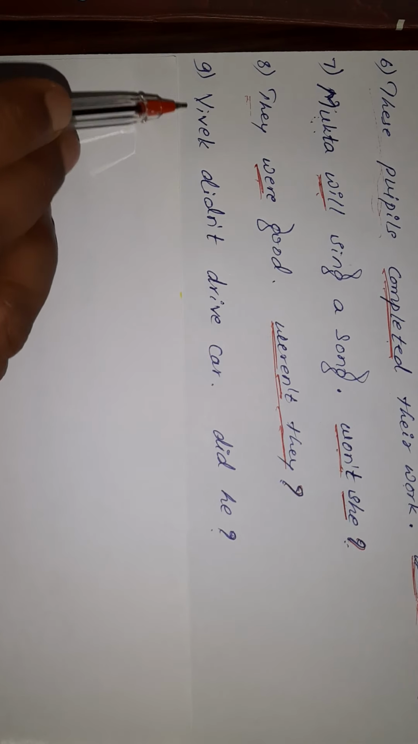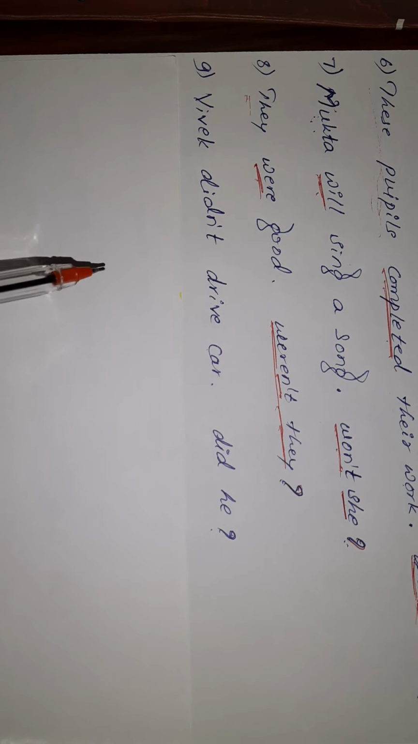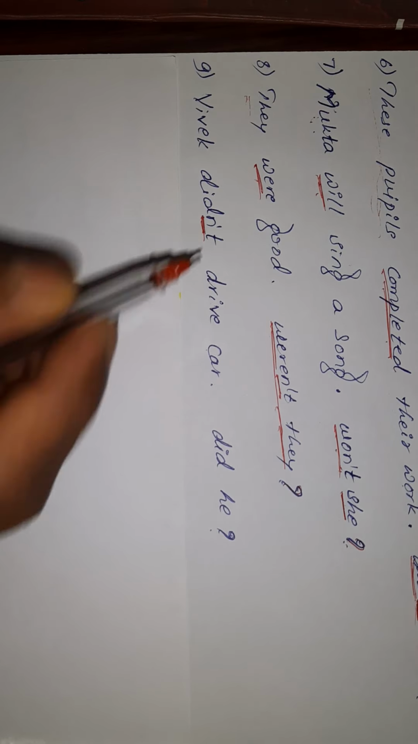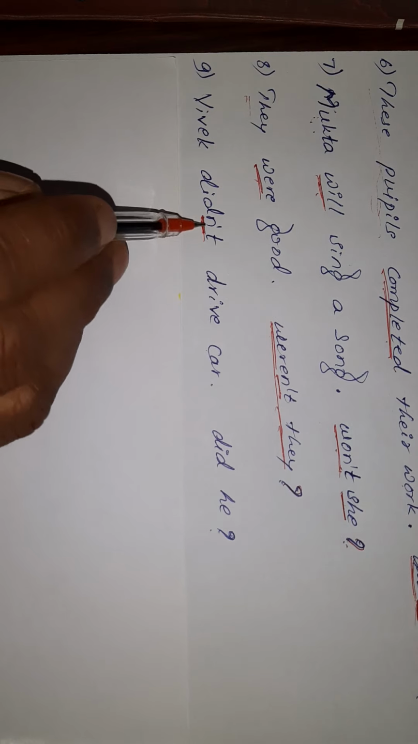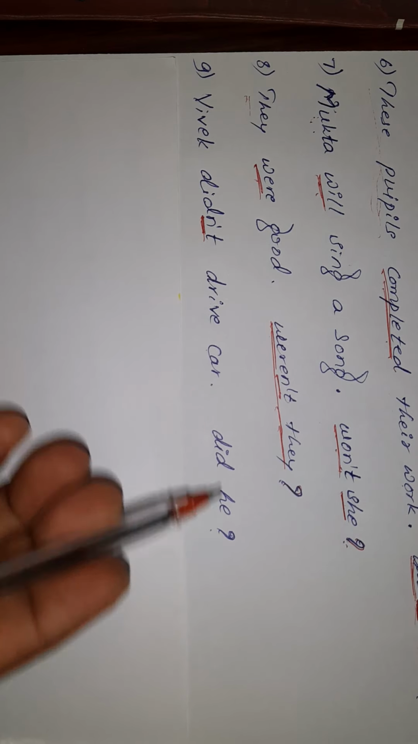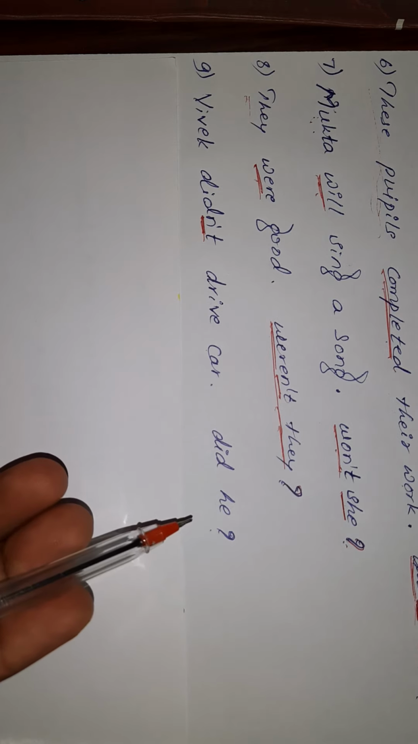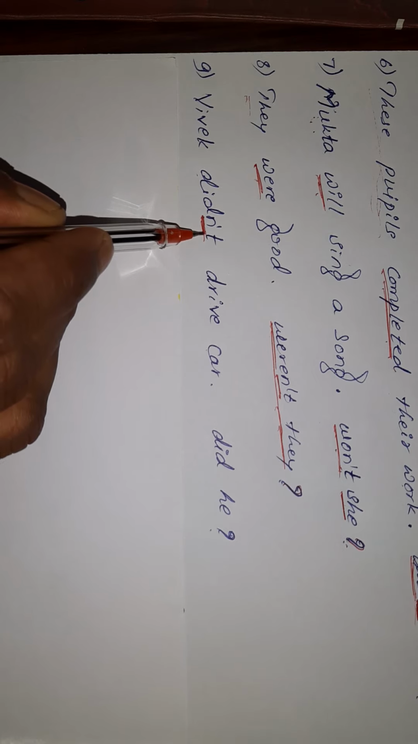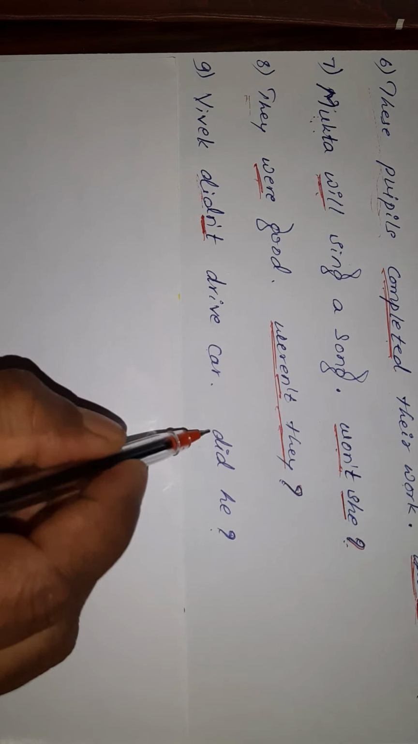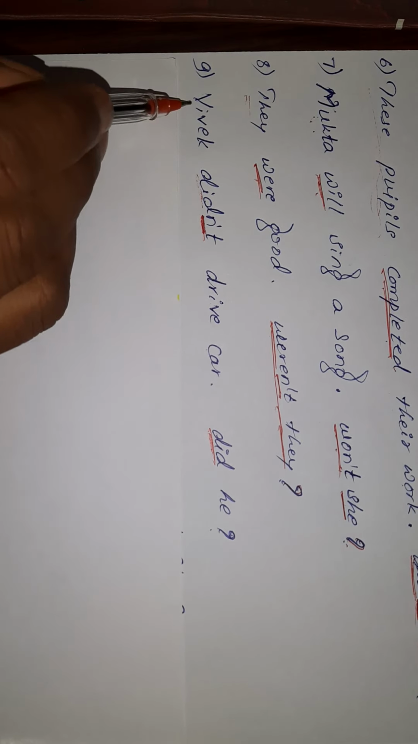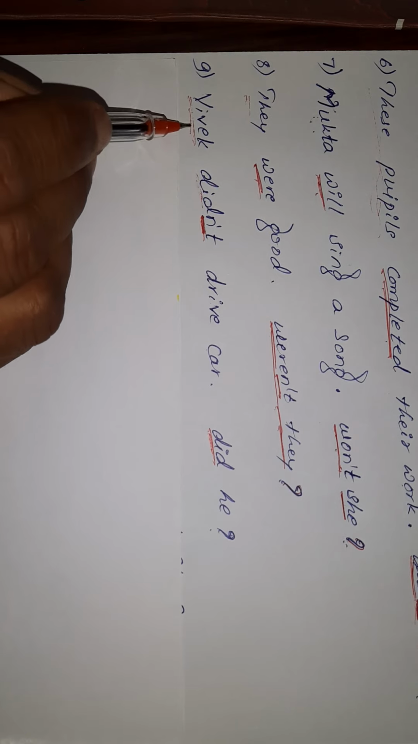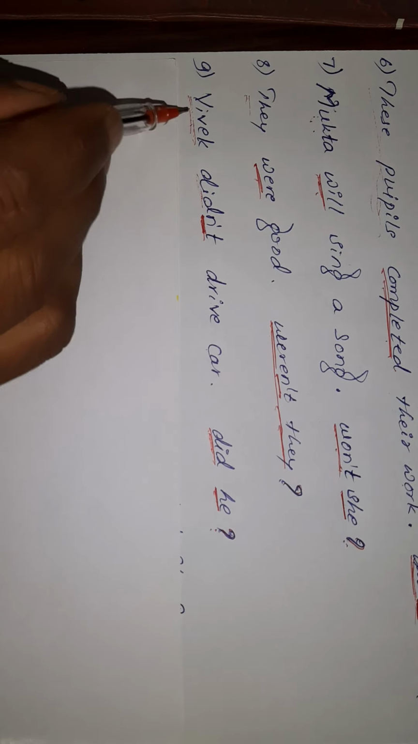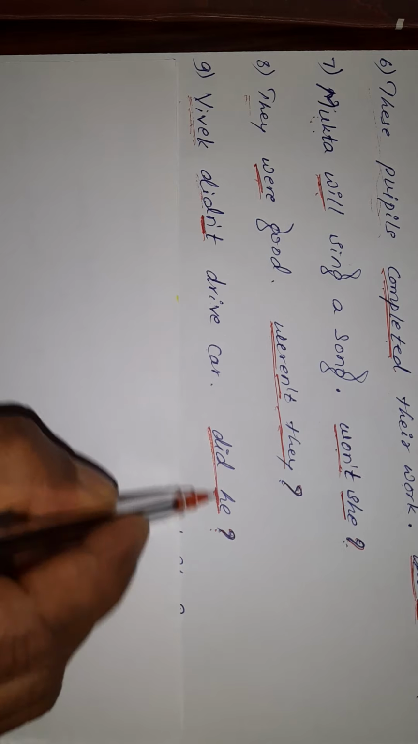Let's see the ninth example. Vivek didn't drive a car. So this statement is in negative sense, so n't is here. So if the statement is positive we make it negative in the tag. If the statement is negative we make it positive in the tag. So here it is already in negative sense, so we make it positive. Did, the auxiliary verb, we put here did, and Vivek is a boy. So instead of the noun we used the pronoun he, and finally we put a question mark. So the tag of the statement becomes did he.